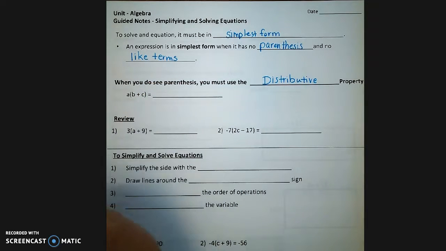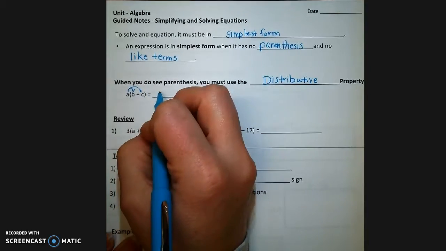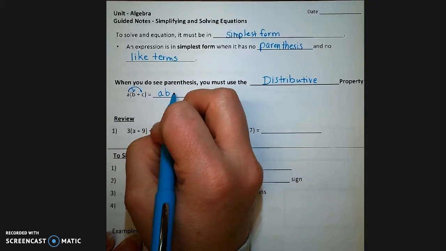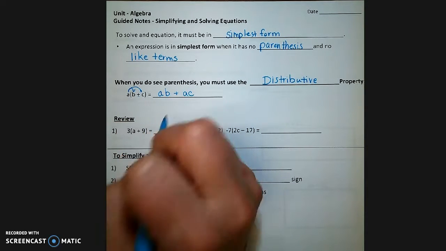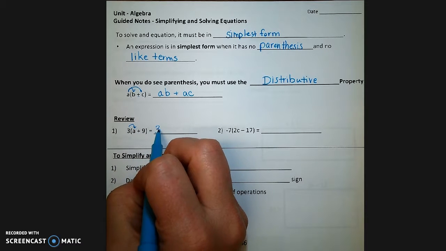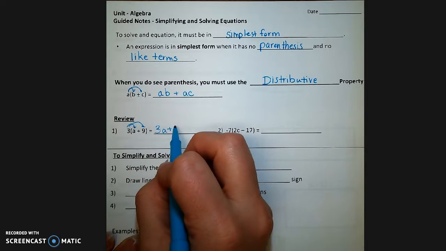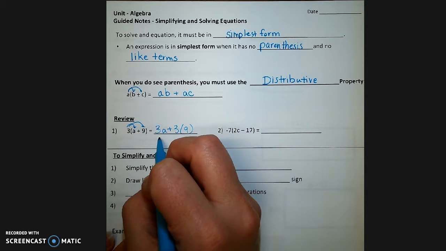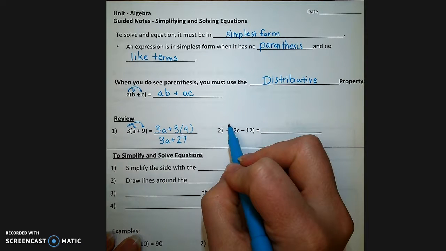So A times (B plus C), remember we multiply it by everything inside. So I end up with A times B plus A times C. I multiply by everything inside, and the sign comes with it. So just a little review here. I get 3 times A plus 3 times 9, and that simplifies to 3A plus 27.